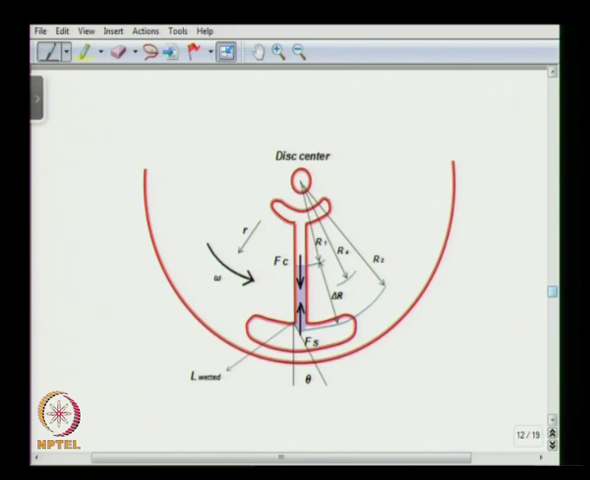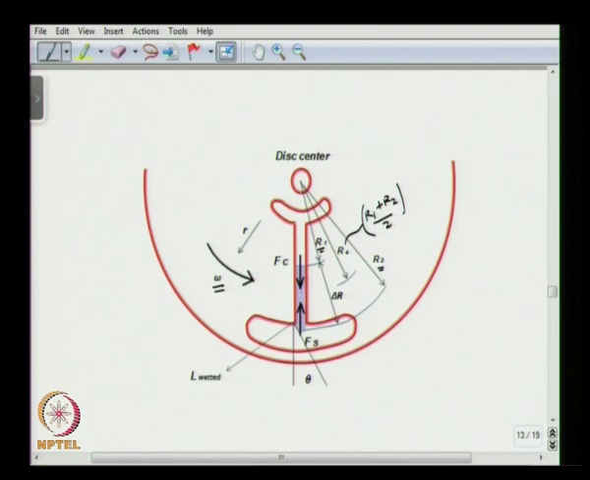So, this is the disc center about which the disc is rotated at an angular velocity of omega, and this is the liquid column that we are trying to analyze here. So, for this liquid column, the bottom end is at a radius of r1 and the leading edge is at a radius of r2, and the average radius ra is r1 plus r2 divided by 2.